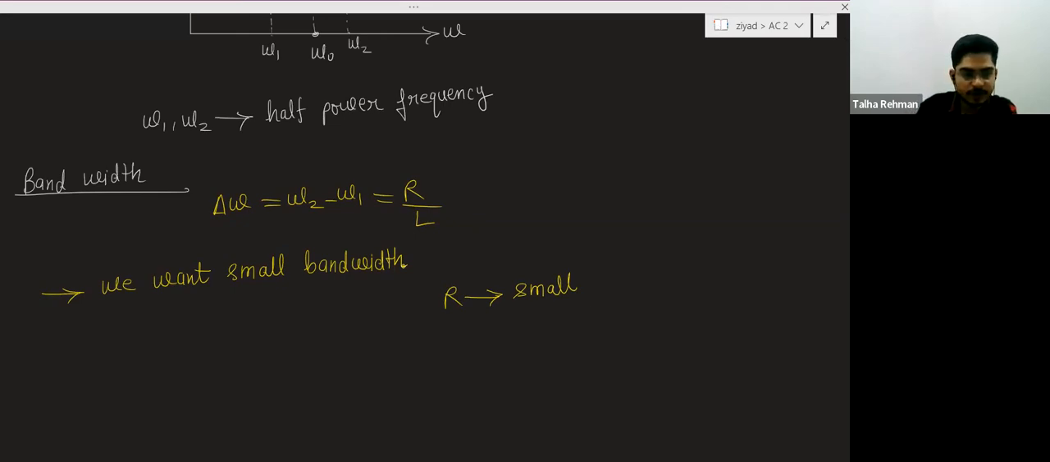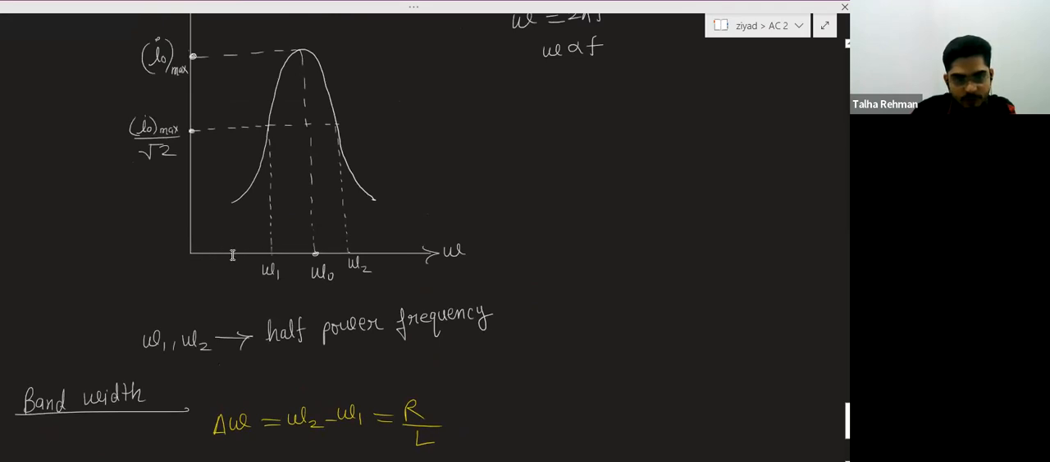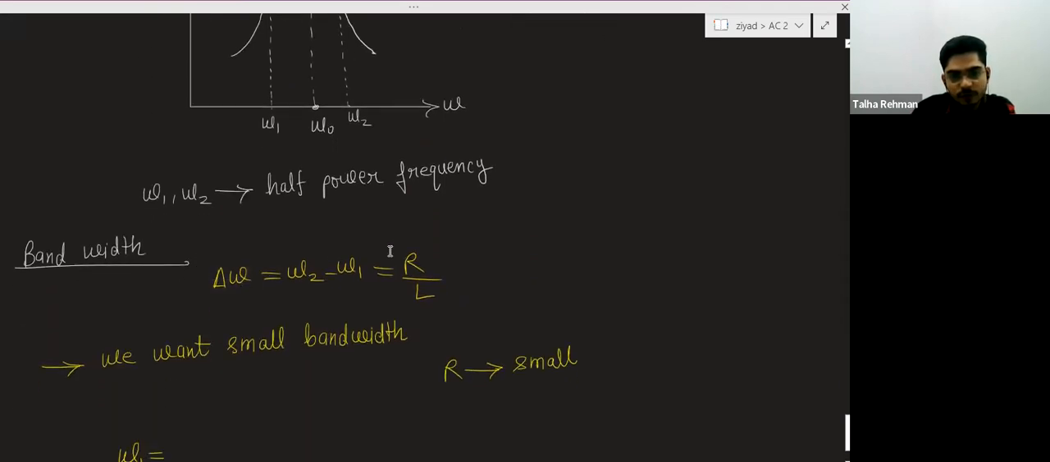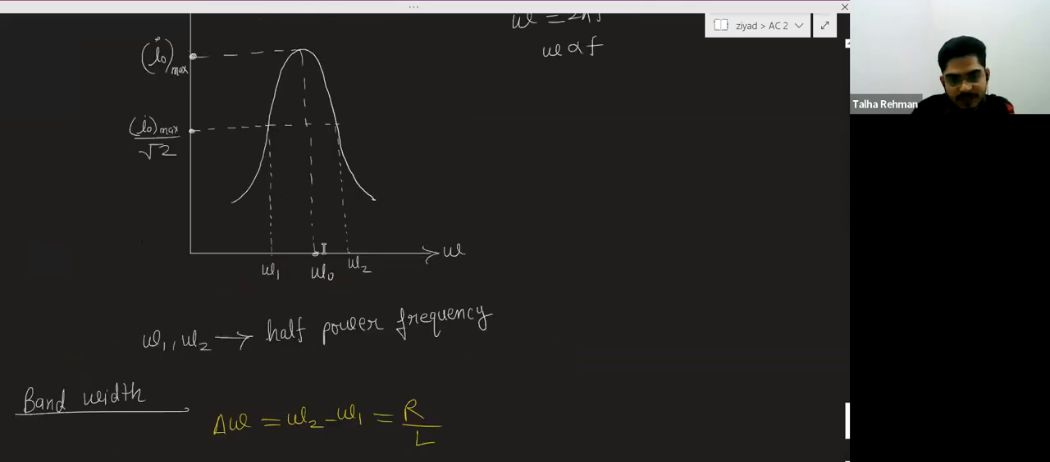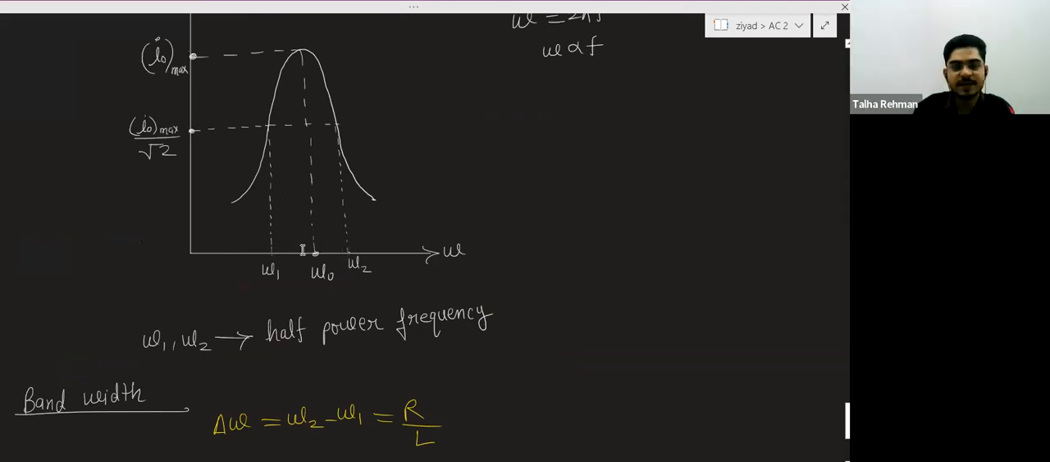From here to here, this is omega 1, and from here to here, this is omega 2. This value is omega naught. What is delta omega? Delta omega means this whole distance is R by L. So this distance will be R by 2L, and also this distance will be R by 2L.